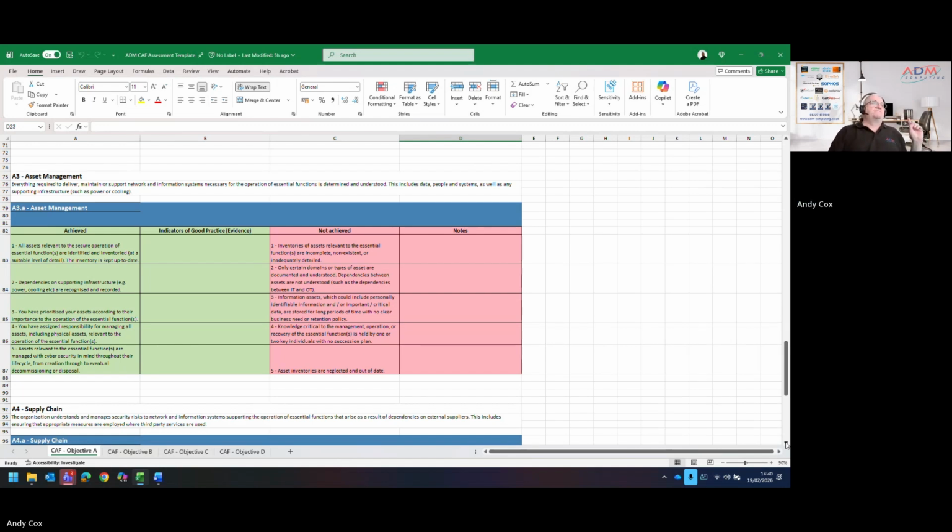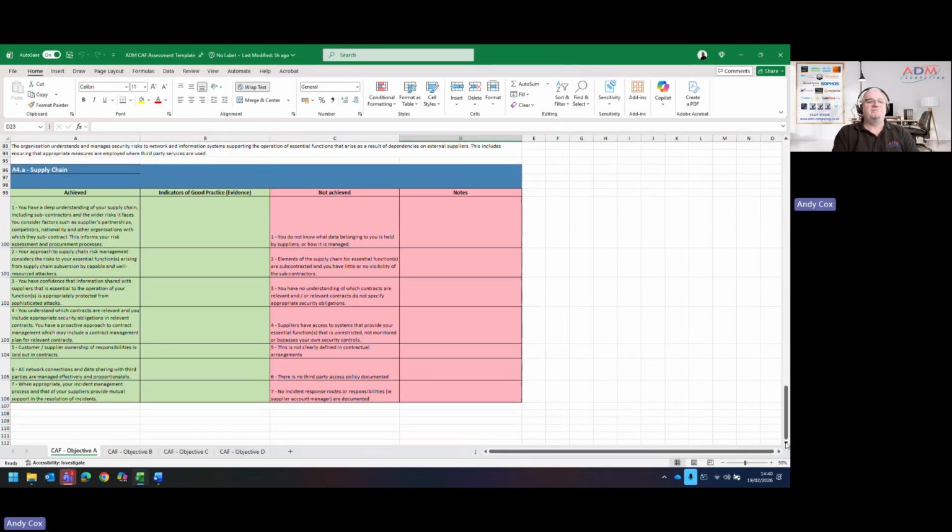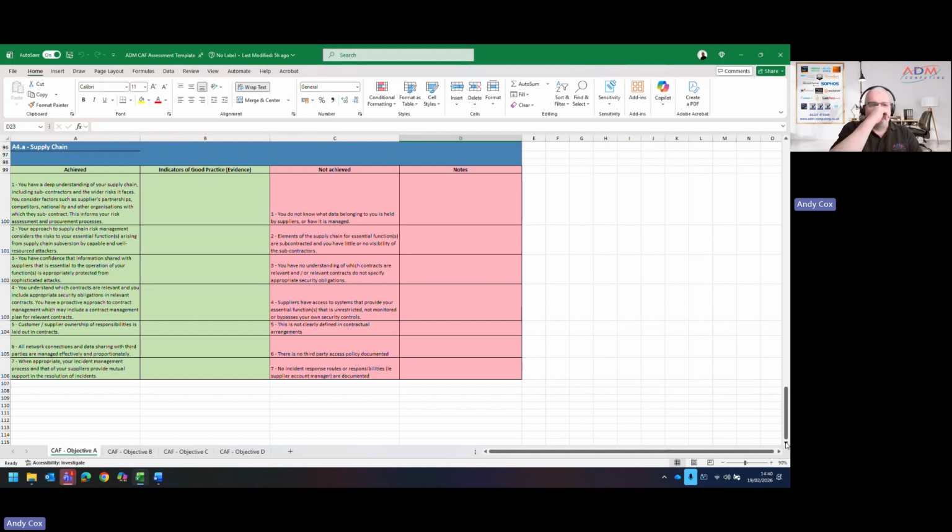Do you know that John has laptop 1? Do you have a mechanism in place so that when John leaves, laptop 1 is returned to the organization? Again, it may well be that we just go and ask him to bring it back, which is absolutely fine. But can you prove that he's brought it back? Again, it's all on documentary proof of how you do things. Supply chain: do you understand your supply chain? You have confidence information shared with suppliers is appropriately protected.